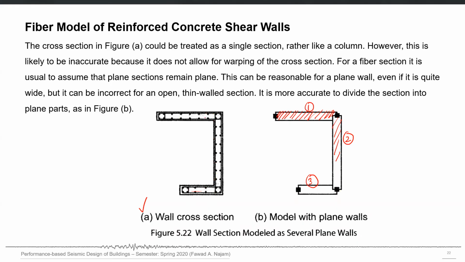The plane-sections-remain-plane assumption is good for planar walls and not for a wall which is not planar. If we consider it as a whole one cross section like a column, the assumption may be incorrect for an open thin-walled cross section like this. So it is always more accurate to divide your shear wall into different legs. If your shear wall is like this, you divide it into 3 legs, and each leg can be modeled with fiber modeling, and you can cut each leg into fibers.